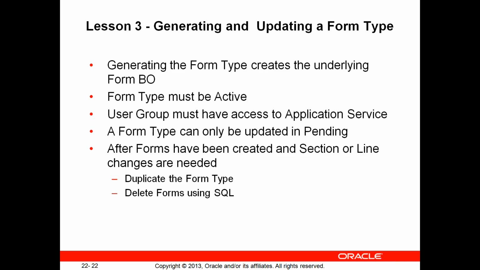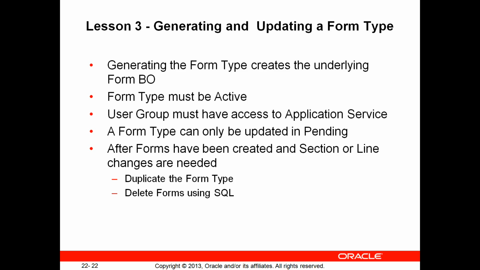Once you've already created forms for a particular form type, then you will be unable to make changes to the underlying form, which creates a problem as to what happens if you need to add new sections or lines to the form. And the answer to that is one of two options. One is to duplicate the form type, and you can duplicate both the sections and lines. The problem with that is that you'll have to regenerate and add the application service to the user group again, which is a little frustrating. However, that's what you'll need to do.